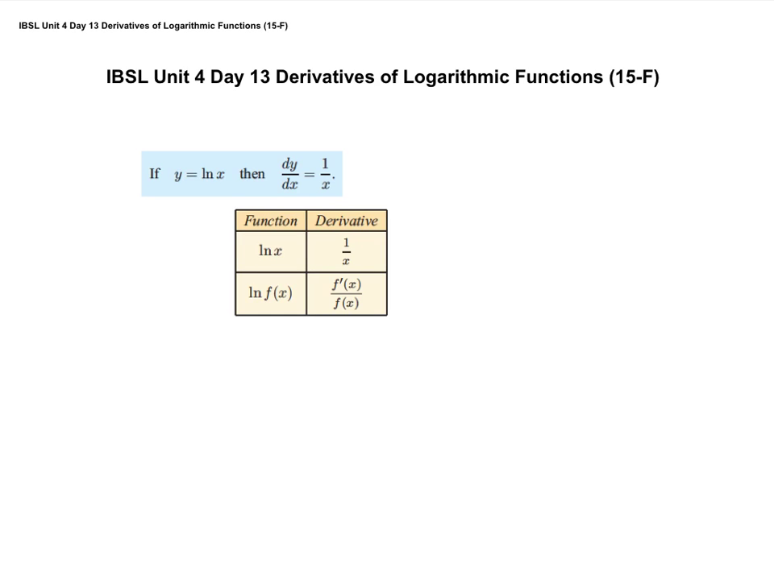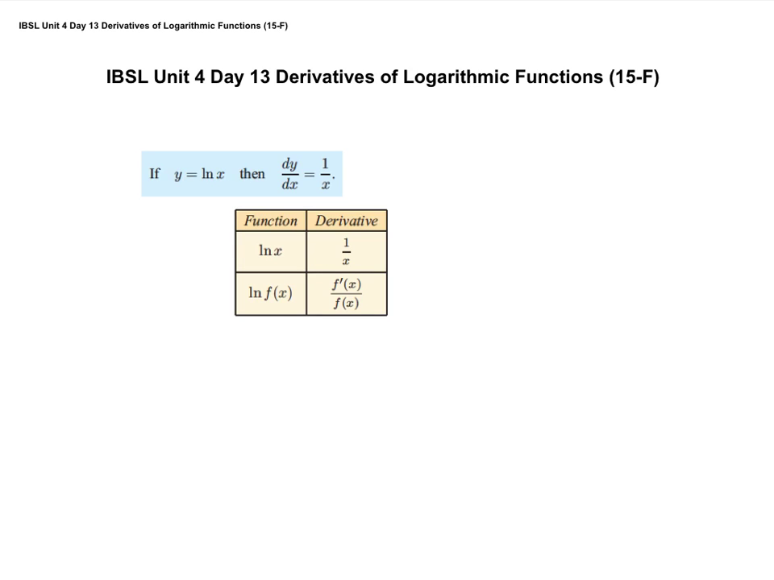Alright, so today we want to move on to logarithmic functions, taking the derivative of logarithmic functions. These ones are not that hard, okay? They're not that complicated like the quotient rule or the product rule, but there is an aspect of this that people will often mess up in the execution, alright? So I want to really focus on that.